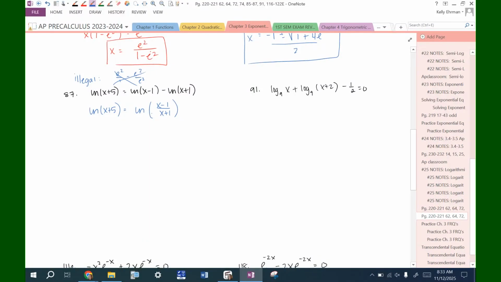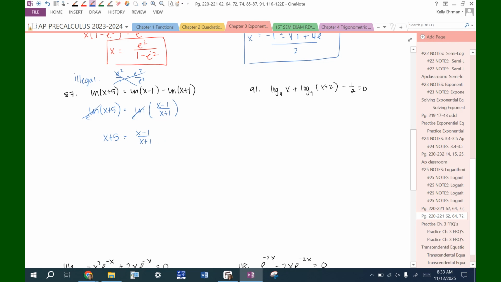Now this is kind of a one-to-one property. If the natural log of this side equals the natural log of this side, then really all I need to do is set their results equal to each other. Another way to think of this is you can still say I'm going to base e both sides. Either way, you just get their results equal to each other.